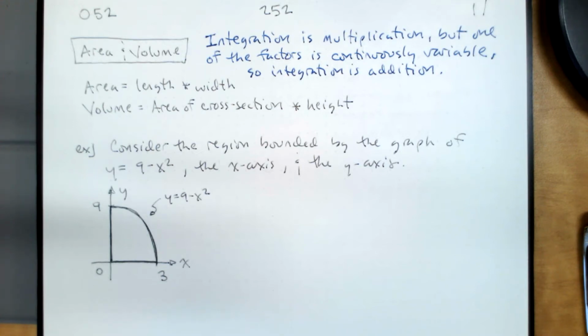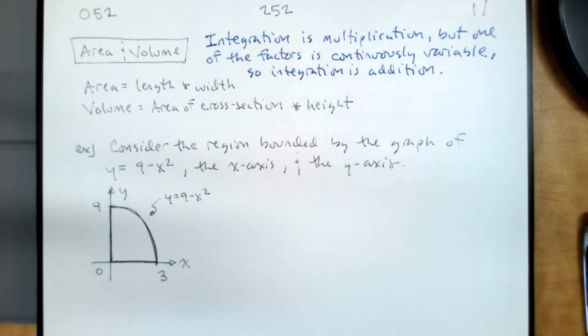The problem is that if I say the base is 3, then the height varies continuously from 0 to 3. And we can even turn the problem sideways. If we consider the base to be 0 to 9, then the height is also going to be continuously variable as y goes from 0 to 9. We'll have a different height for every y value. In the other direction, we have a different height for every x value. And it's changing continuously. It's not just different values, it's changing all the time.